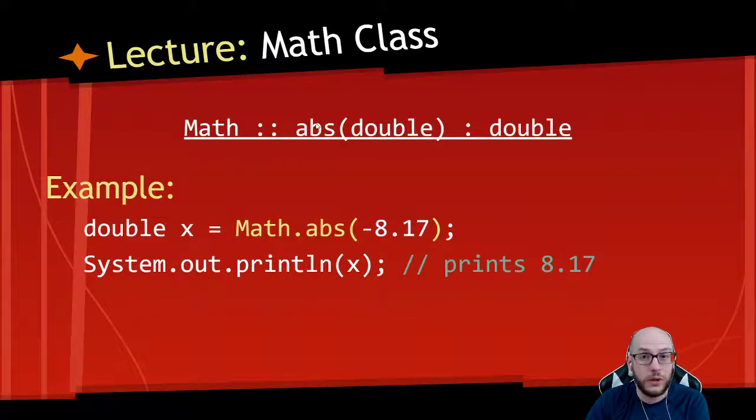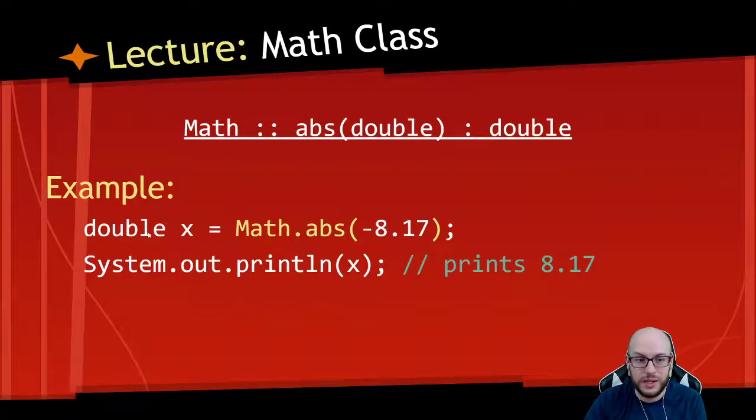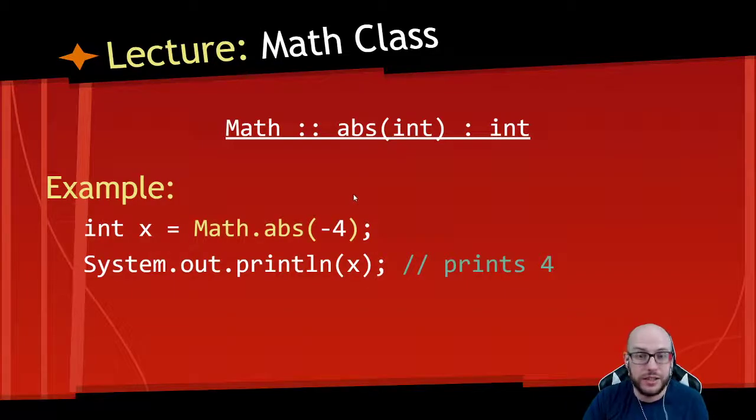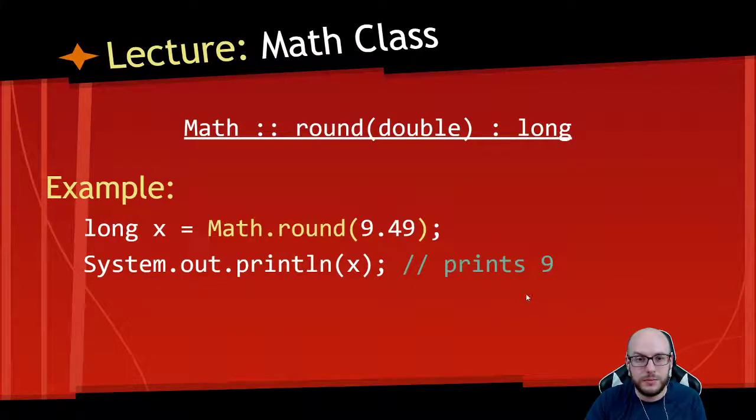Here, absolute value is overloaded. Abs is overloaded. I'm using a double. For you, the user, using an integer, I get back an integer. Use a double, I get back a double. It's a seamless experience. If you give it a double, you're using the double version. If you give it an int, you're using the int version. Okay, so we get the absolute value of 8.17. This method will return a double, which I'm saving into x. I print off x, and we see we have a positive 8.17.